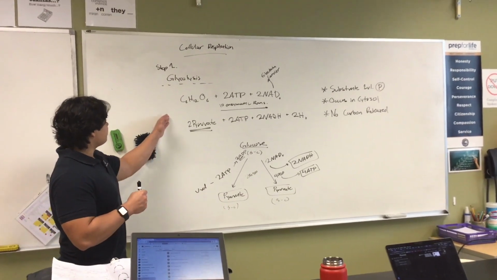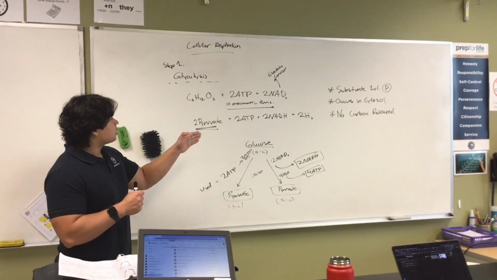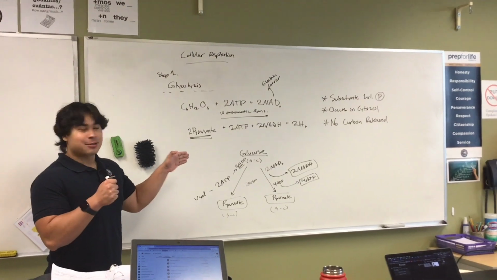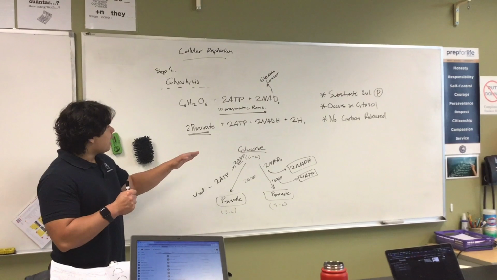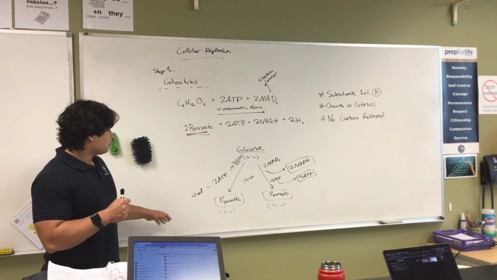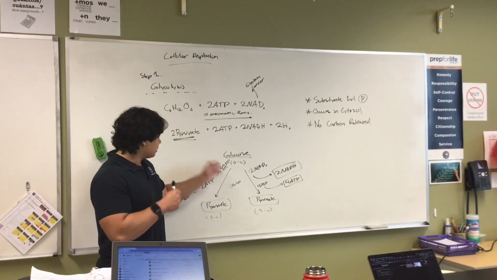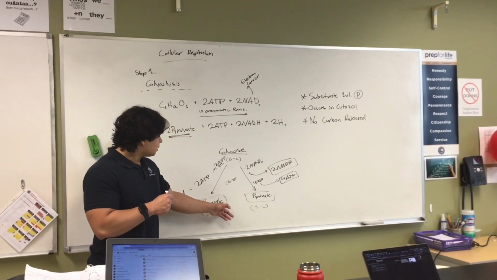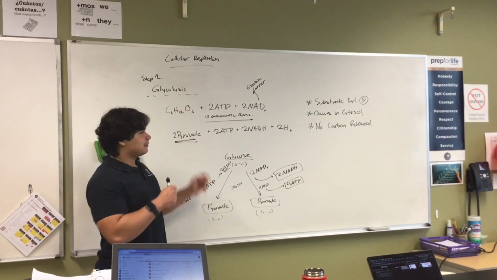If you look at the reactants here, we have glucose, ATP, and electron carriers. After 10 enzymatic reactions, we get 2-pyruvate, again ATP, NADH, and 2H+. Now we have this nice diagram here that also shows the glucose being broken down into 2-pyruvate. This is the first step in cellular respiration and making ATP.